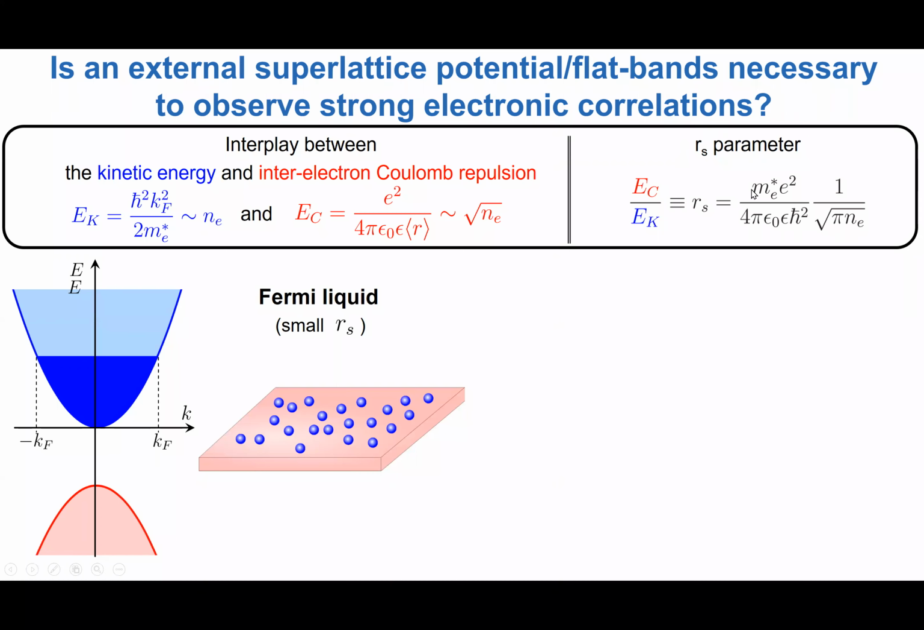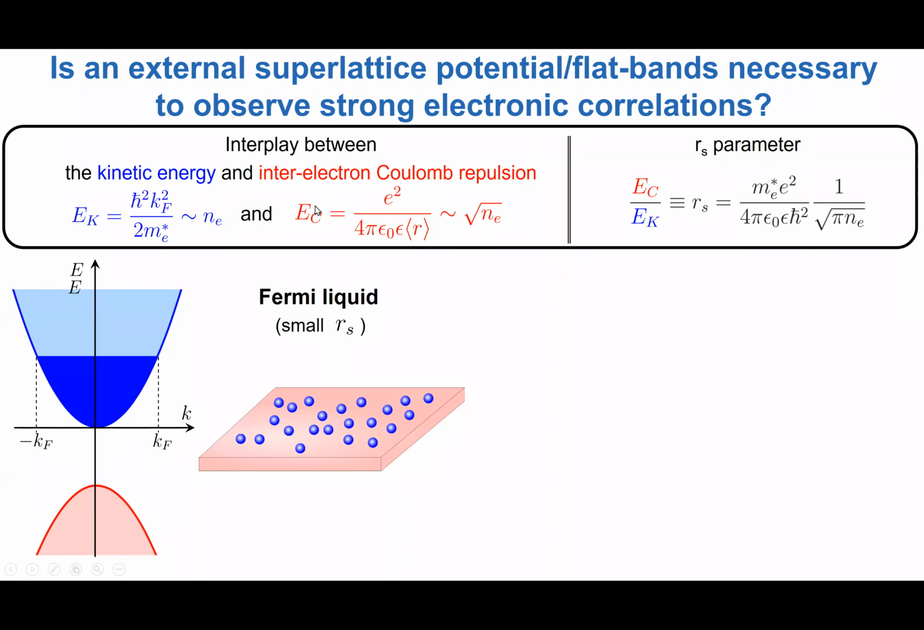Okay, so I defined for you the RS parameter already, the ratio of the Coulomb to kinetic energy, and this has an interesting dependence. The kinetic energy, as you know, increases with the momentum squared. So that actually is proportional to the density of electrons, density of fermions. So the higher the density, the higher the characteristic kinetic energy of the electrons would be. And this is linearly proportional.